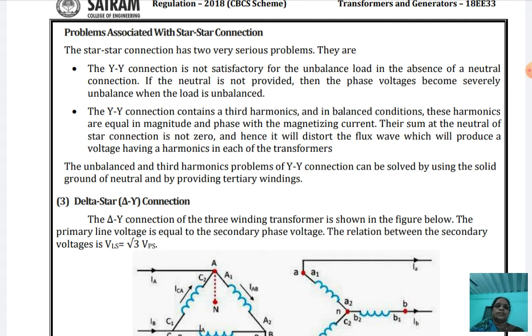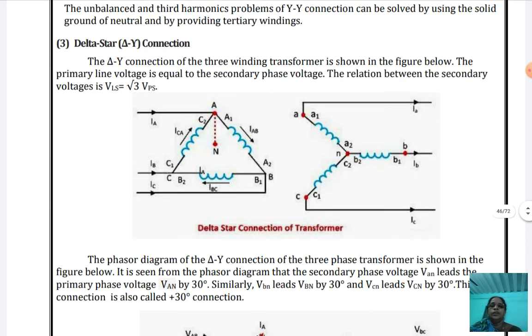So therefore their sum at the neutral of the star connection is not zero. So it will distort the flux wave, which will produce a voltage having a harmonic in each of the transformers. So the star connection is not suitable for unbalanced load. Then delta-star means primary is delta, secondary is star.